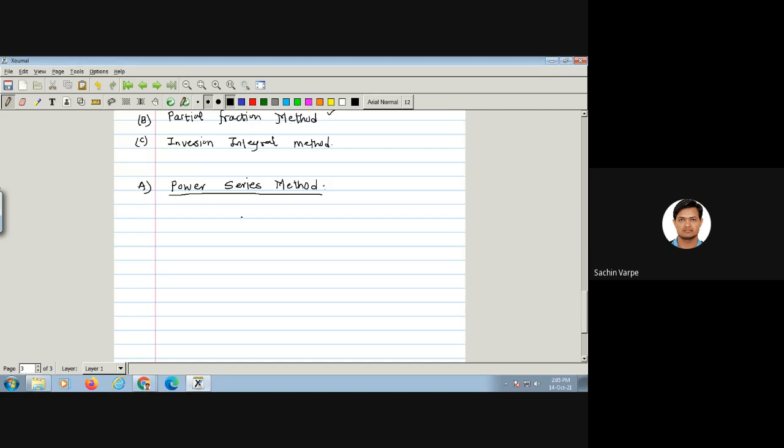What we are discussing, is the point clear? Yes, sir. What are we trying to get? We're trying to get the original sequence from the given Z transform. The Z transform will be given to us now.